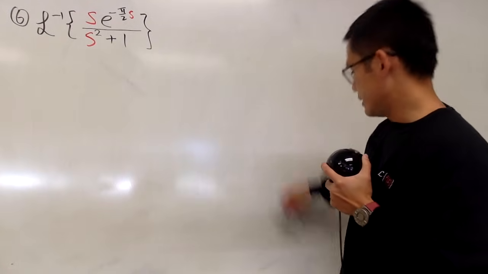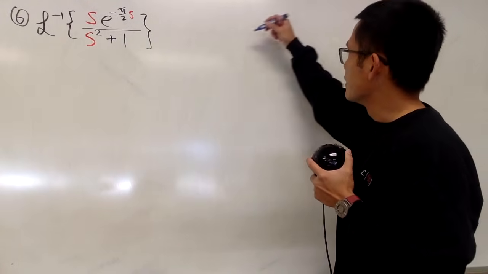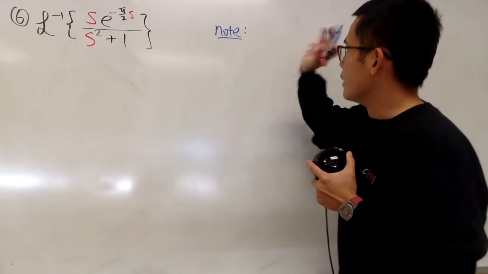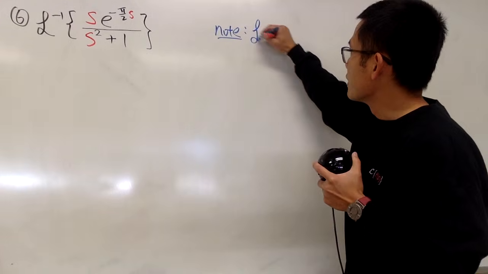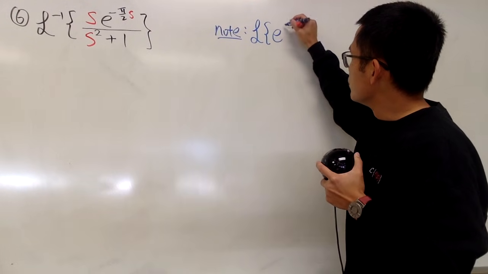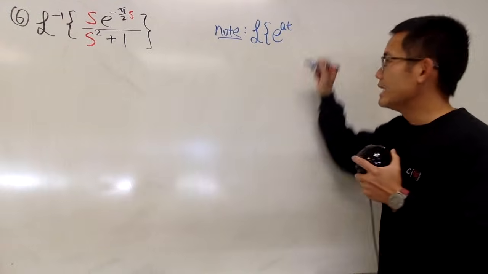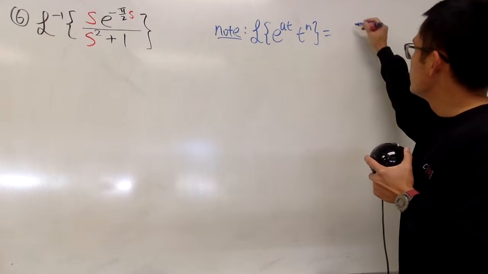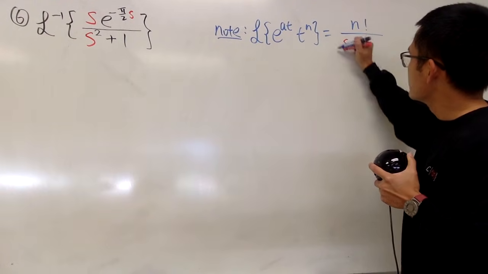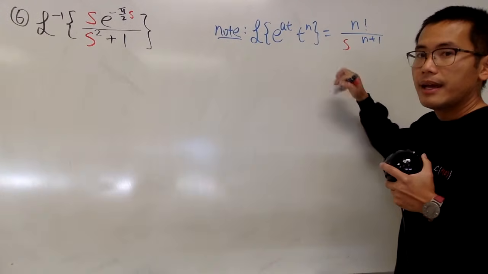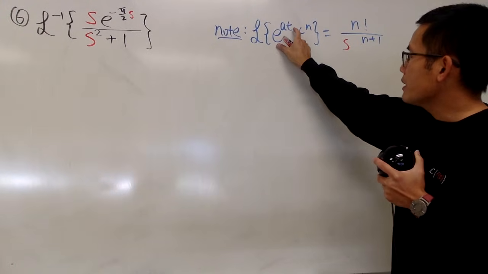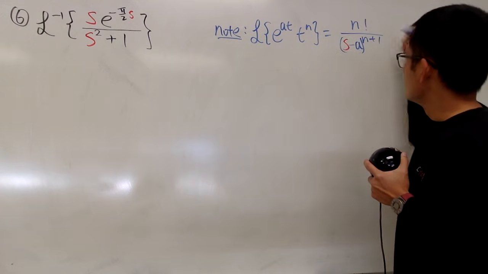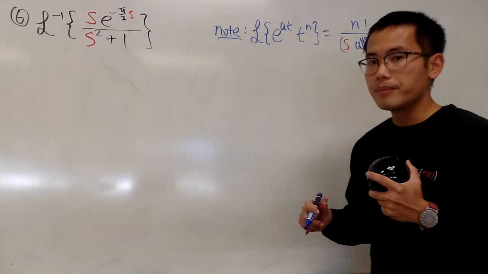I think it's a good idea to remind you guys the formulas again. Let me just put this down one more time. The one that we used earlier is when you have the original Laplace. If you have e to the at times t to the nth power, look at this part first, which is n factorial over s to the n plus 1. Because we have e to the at right here, we have to subtract a and then raise to the n plus 1. That's the one that we used earlier.